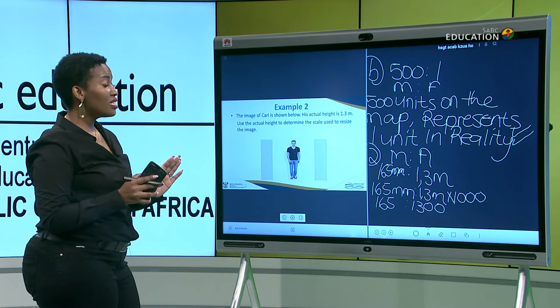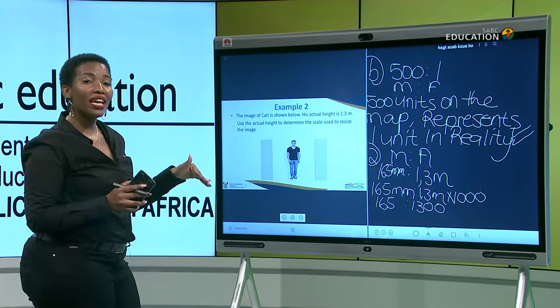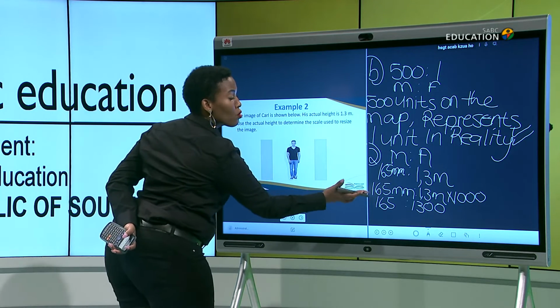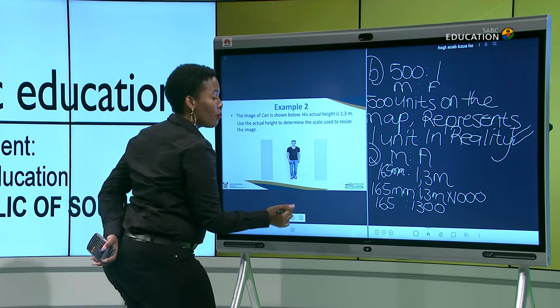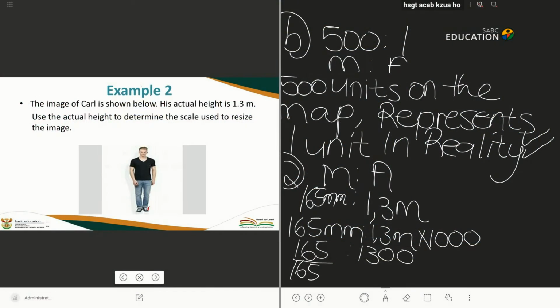So now I need my scale to be in such a way that it cannot be simplified any further. So what am I going to do? I want to be left with 1:something. I'm going to divide this side by 165. And then I'm going to divide this side as well by 165. And then 165 and 165 will cancel.